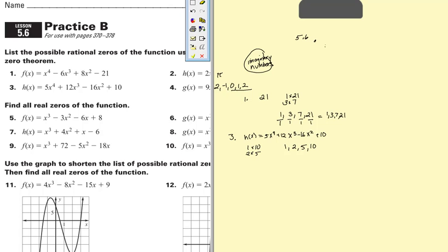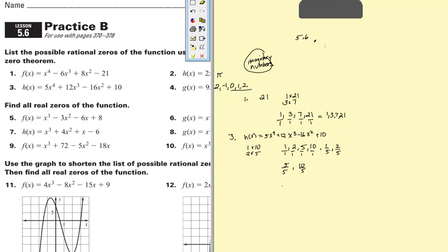Now we need to put these over all the factors of 5. What are the things that we can multiply together to get 5? Well, 1 and 5. So all these under 1 again, and then the same group of numbers over 5. Fifths, and 10 over 5. Now I don't want to leave my numbers like that because some of them are not simplified. So let's go through and clean up this list and make it simplified.